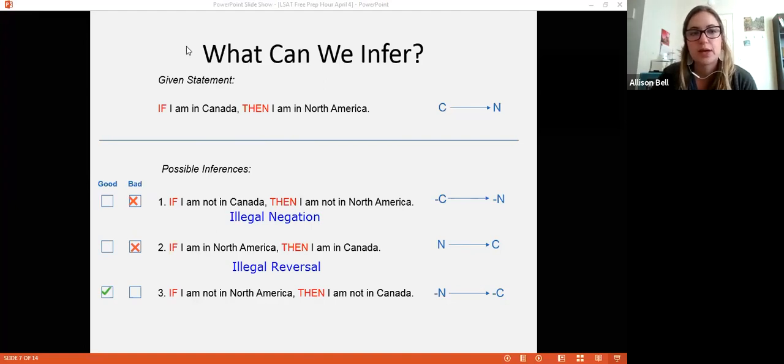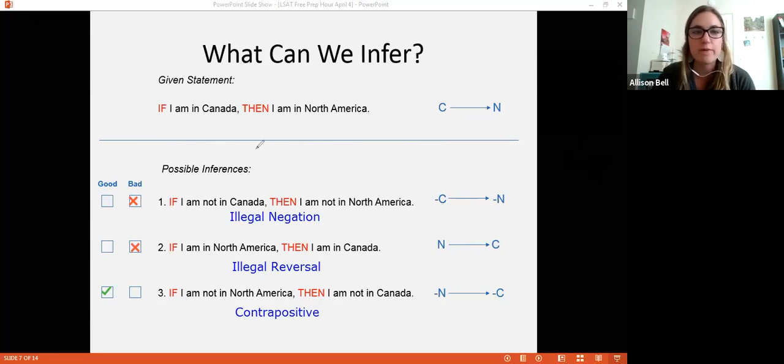Statement number 3 is what we call the contrapositive of the original statement. Take a moment to look at how the original statement is set up and what they did to the terms in order to create the contrapositive. If you can tell me what happened to get from here to here, say it in the chat window. Nice, Tom. They reversed them and they made it a negative.